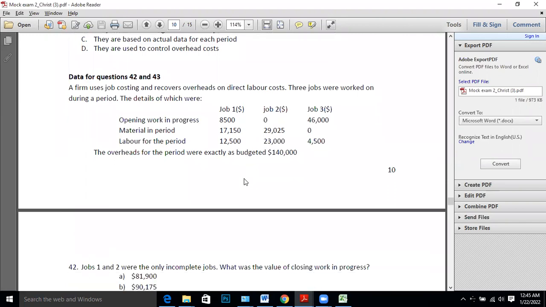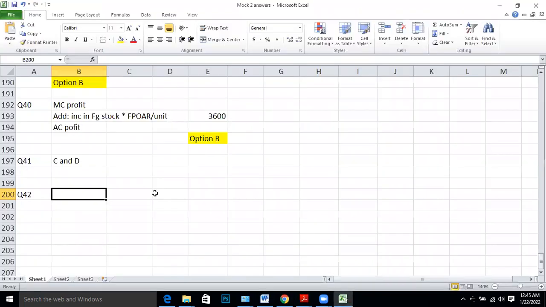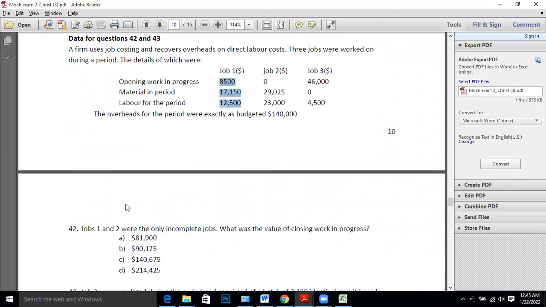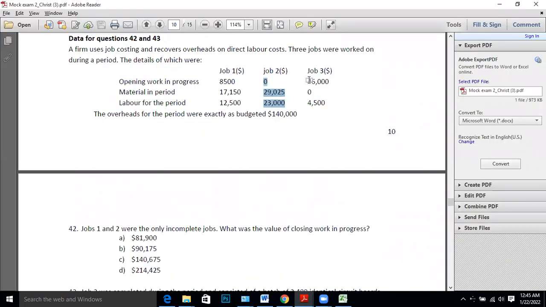3 jobs are given, 140,000. Closing work in progress. Jobs 1 and 2 were incomplete. The costs are given here. We have done questions like this already in the class. Simple. This is the job 1. Let's copy all of them, because there is another question as well on the same data.